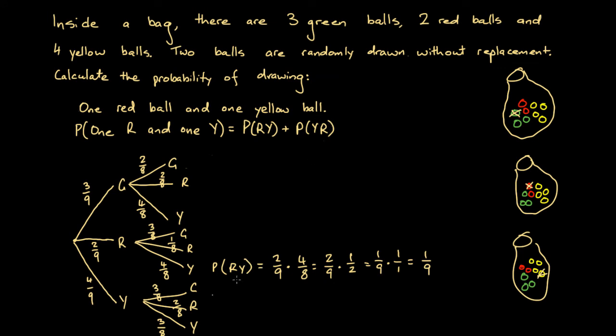What about yellow-red? So that's yellow on the first draw, red on the second draw. Going to do something very similar. We're going to get 4 over 9 times 2 over 8. 2 over 8 is a quarter, so this is going to be 4 over 9 times a quarter. And here we've got a common factor again of 4, so this is going to be 1 over 9 times 1 over 1. So this is going to be 1 over 9 as well. So here, the probability of 1 red and 1 yellow is the probability of red-yellow plus the probability of yellow-red. It's going to be 1 over 9 plus 1 over 9, so that's going to be 2 over 9.